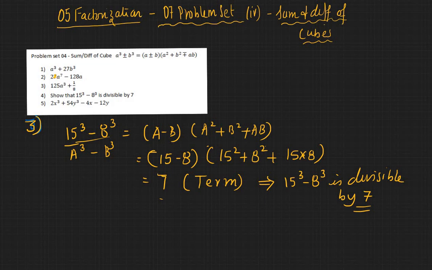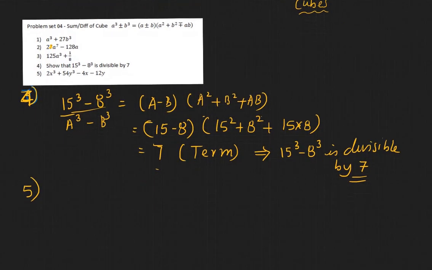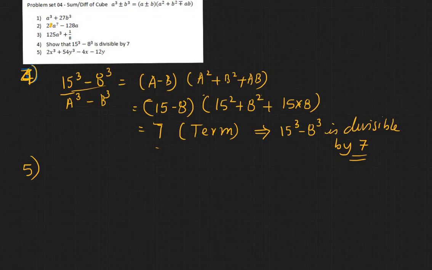Oh, this is the fourth problem, sorry. So moving to the fifth one, we have to try to factorize 2x cube plus 54y cube minus 4x minus 12y. So you can try to do this problem.